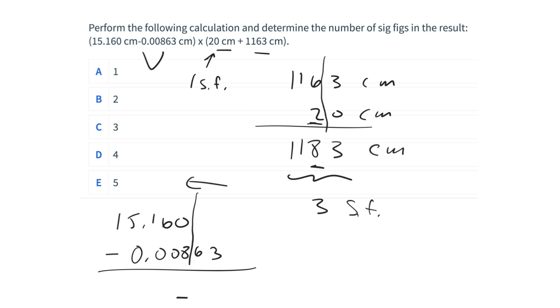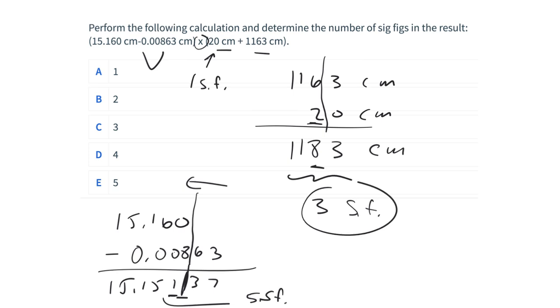Let me just write that out. So it would be 15.160 minus 0.00863. 15.151 and then 37. And so if we're reporting just that answer, we'd report it as 15.152 to 5 significant figures. For this problem, it's good enough just to note that that's 5 sig figs. And so this number here should be reported with 5 sig figs. So when I go 5 sig figs and then times the result of the next summation with 3 sig figs, the end result gets reported to 3 significant figures.